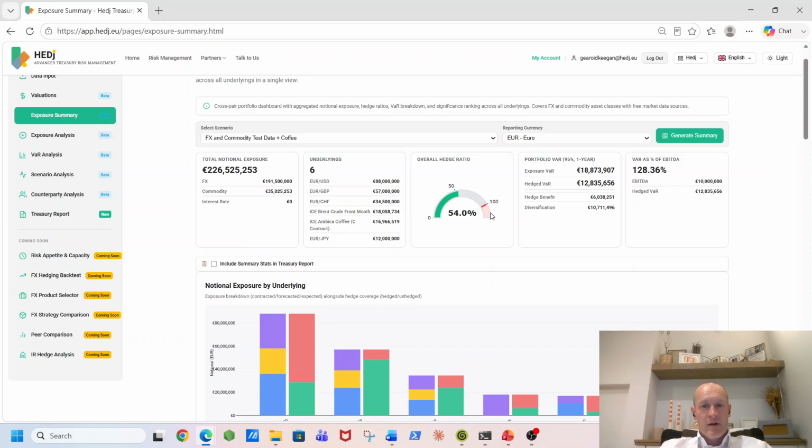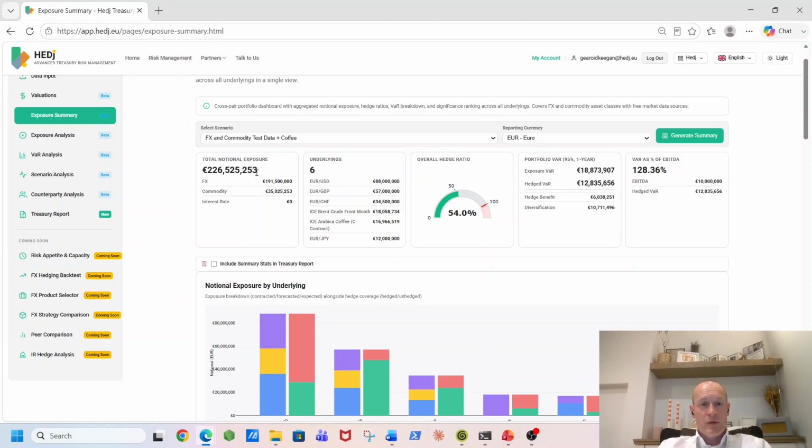Obviously, you get a bit worried if you're over hedged, but that said, it only gives a limited picture of what your actual risk and risk management is doing. A more detailed view gives a breakdown of your VaR, your value at risk.